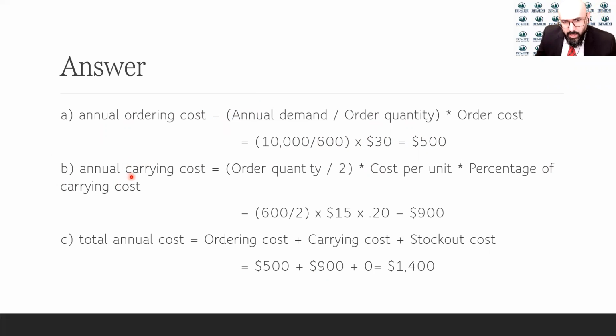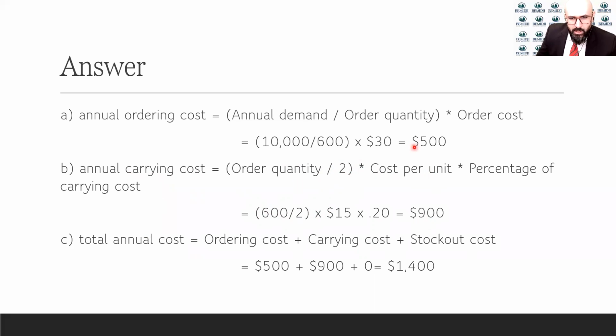Now for part B, the annual carrying cost: how much would it cost us just to carry this inventory? That would be 600 divided by 2, which is the order quantity, assuming that we're going to use half of it and leave half of it. That's where the assumption of 2 comes from, times the $15, which is the cost per unit, times the 20%. So that would be equal to $900.